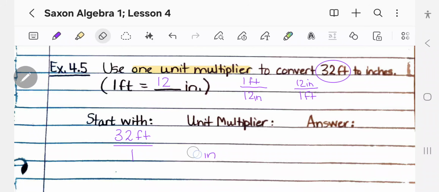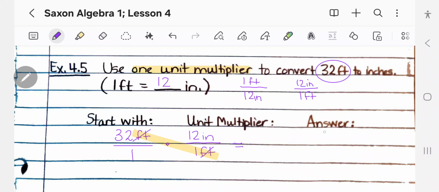So let's flip and use the second one. Let's try it like this. 12 inches over 1 foot. Now let's see if we have something to cancel. Aha! We can cancel out those units. So if we cancel out feet and feet, we can just multiply straight across, and that's where we get our answer. We're going to have 32 times 12.